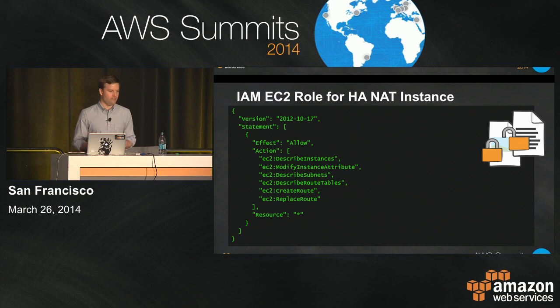So here's an example of the IAM policy that needs to go with the HA-NAT instance to make sure it can do everything it needs to do. When that HA-NAT instance comes up, it needs to be able to modify some attributes of itself. It needs to be able to describe subnets to get the subnet names and the route tables, and then finally to make changes to route tables. So this is an example of an EC2 role for that function.